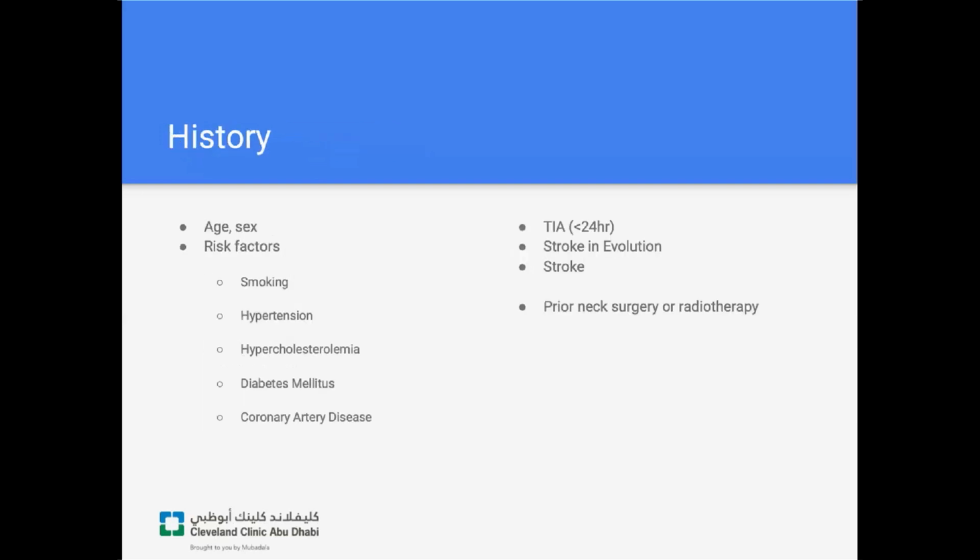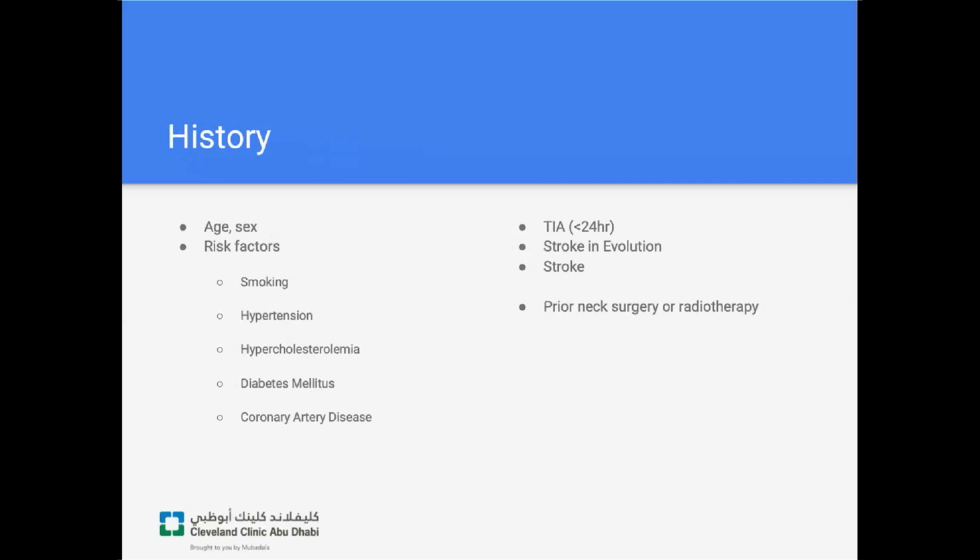In terms of the patient history, age and sex are important. It tends towards the male sex and older age. But the risk factors are shared with cardiovascular disease in general: smoking, hypertension, hypercholesterolemia, diabetes, and coronary artery disease.